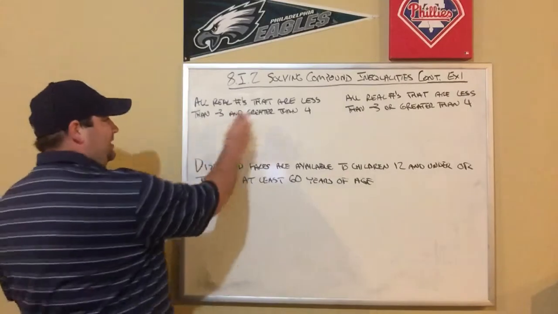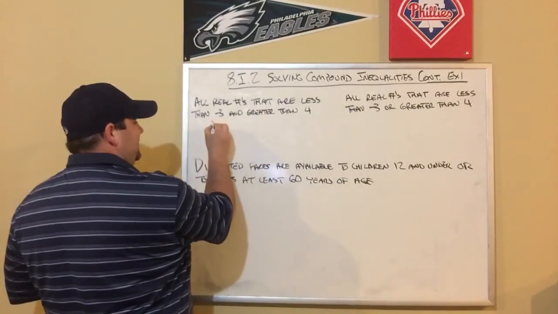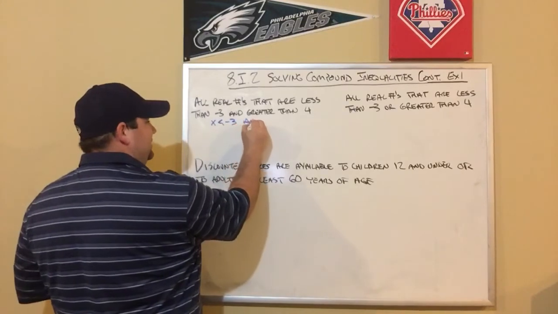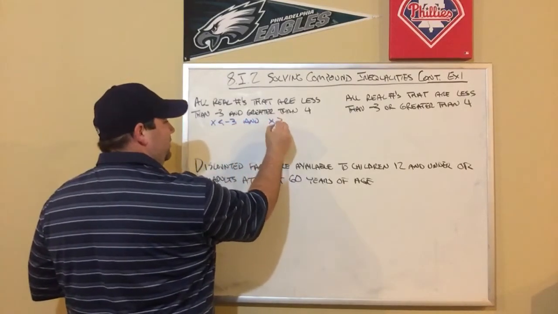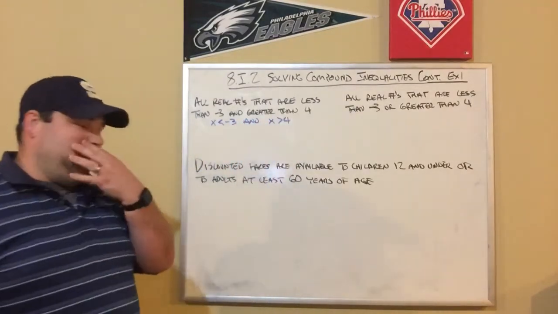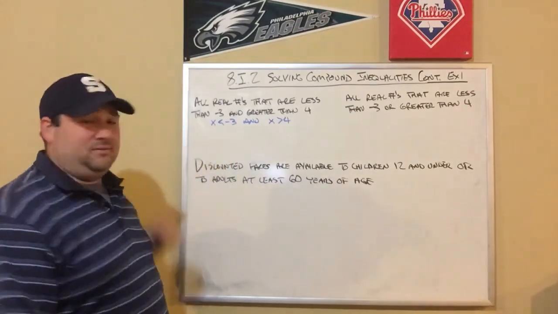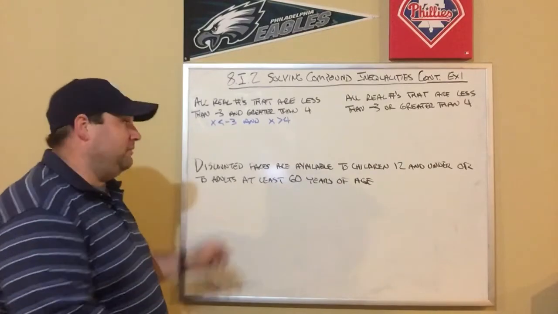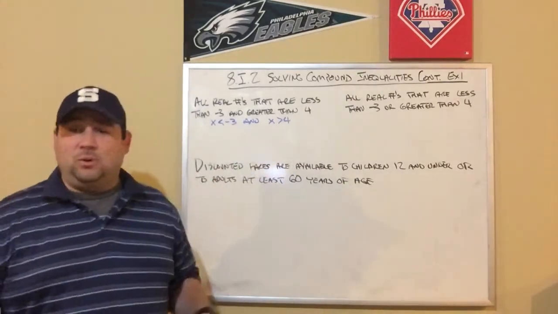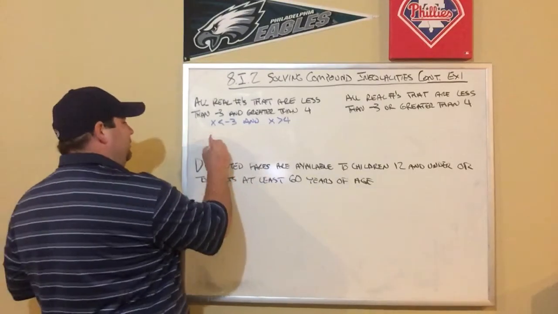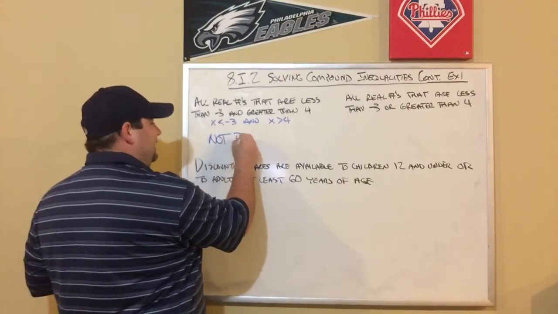If I were to write that out, let's say it's x. x is less than -3 and x is greater than 4. So let's think about that. Is it possible that a number can be less than -3, so smaller than -3, and greater than 4, larger than 4? That's not possible. So this is not possible.